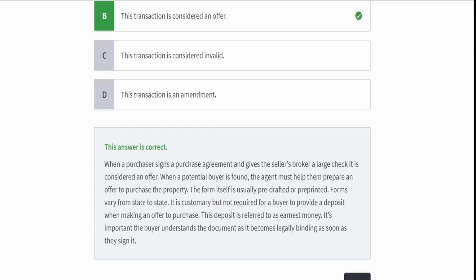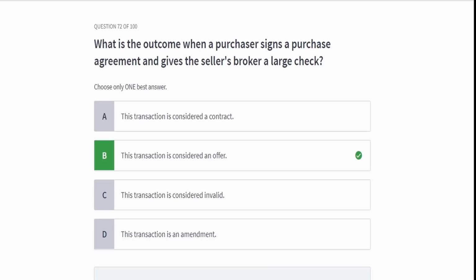So for our instance, why is this so important? Well, because of that last part. It's important the buyer understands the document is legally binding as soon as they sign it. So there's no take backsies, or however you want to classify it. This is an offer. This is serious, and you, as an agent or broker, whatever you're going to become, will have to explain that this is legally binding. When you give that to somebody, it is considered an offer. It's legally binding. It's important.